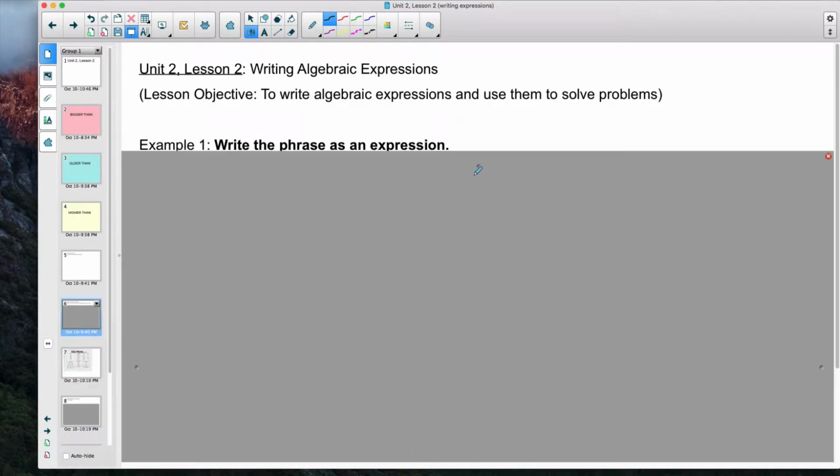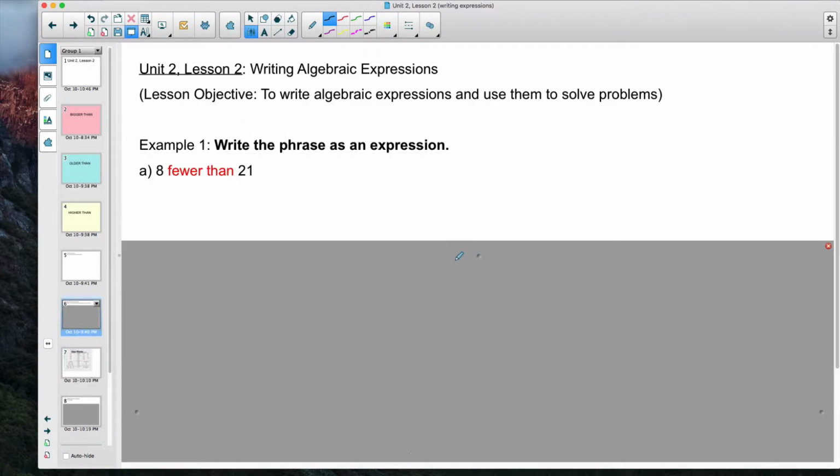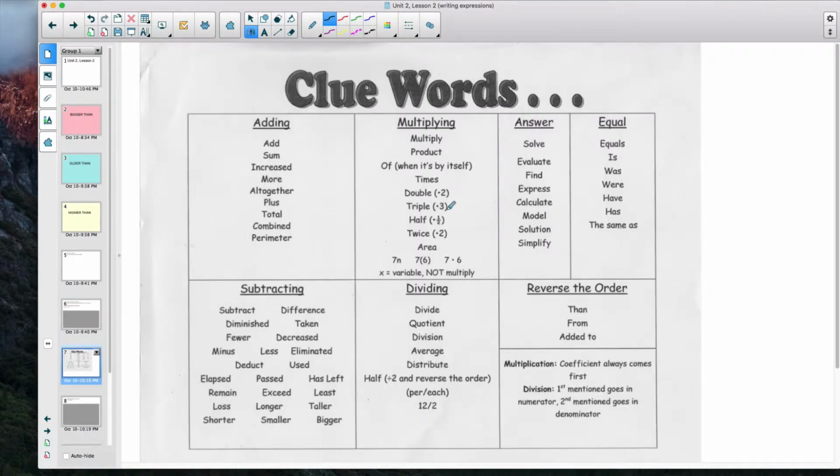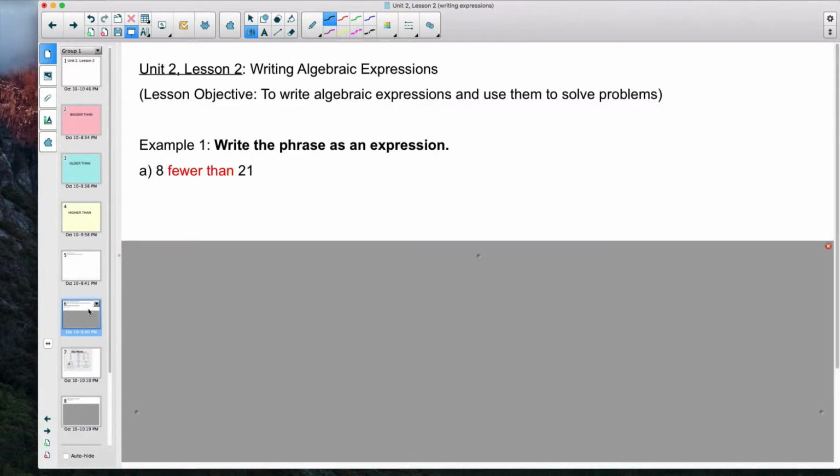So let's get started with our first example. The notes really are purely examples for this lesson. You'll see the directions say to write the phrase as an expression. So, 8 fewer than 21. If you went back to that clue words sheet, and some of you already are thinking this, "fewer than" is right here under subtracting. Okay, "fewer than" is telling me I'm going to be subtracting. So, 8 fewer than 21. Well, I'm starting with 21, and I'm finding 8 fewer than that.